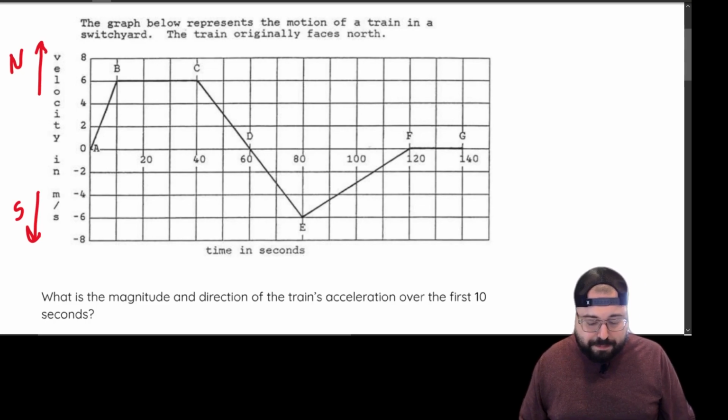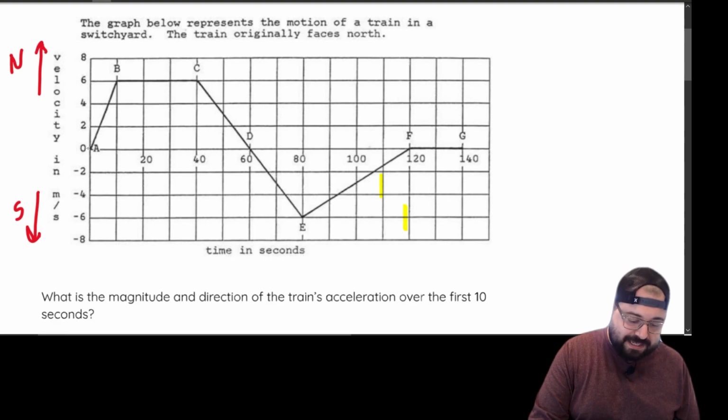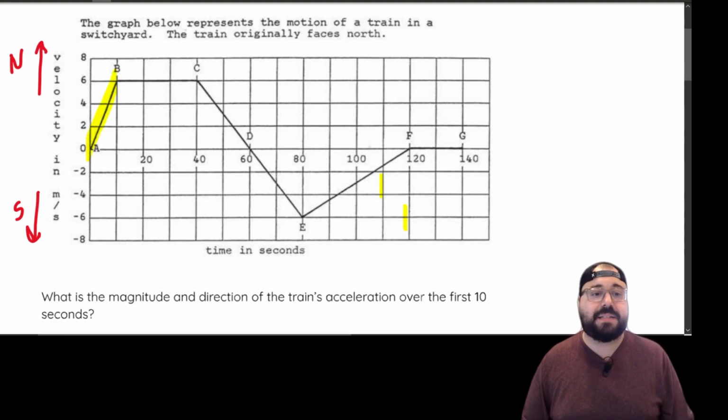All right, what is the magnitude and direction of the train's acceleration in the first 10 seconds? So the first 10 seconds is there from A to B. Each box is about 10 seconds. So we have to come back to how to find acceleration.